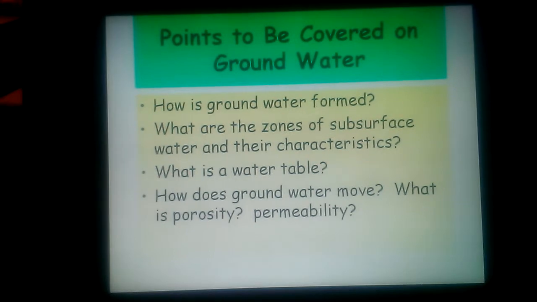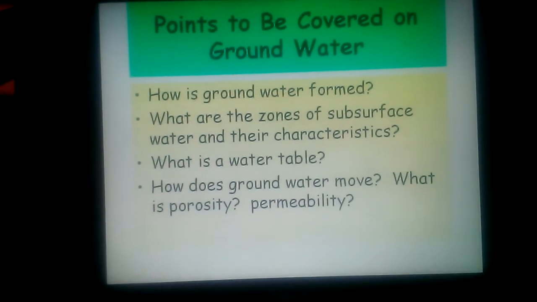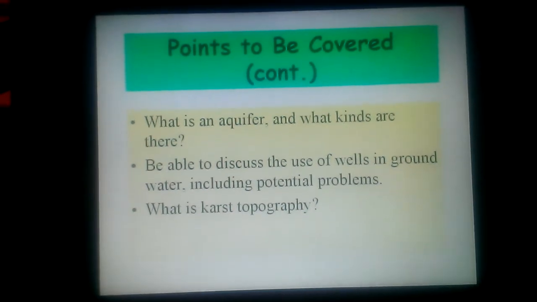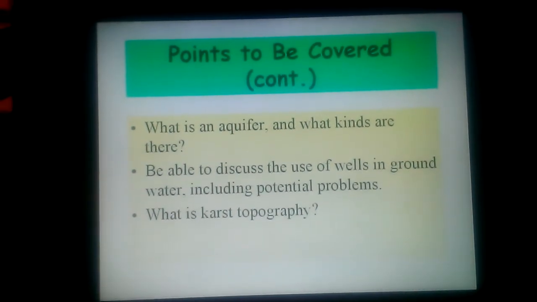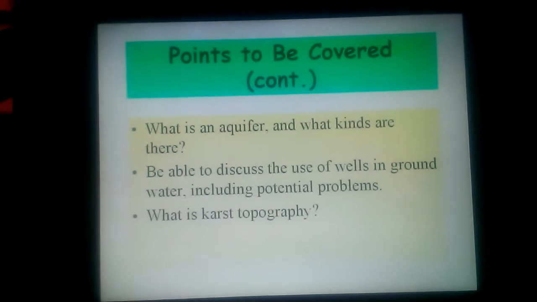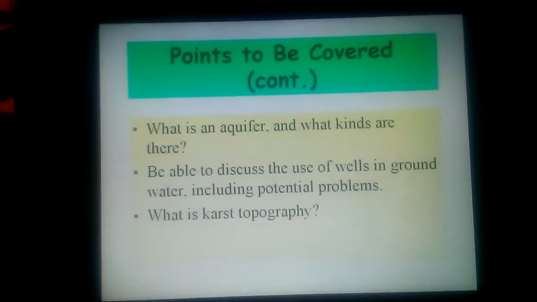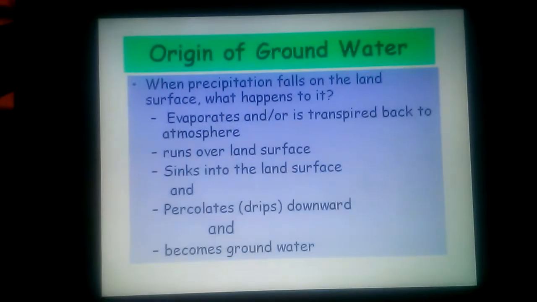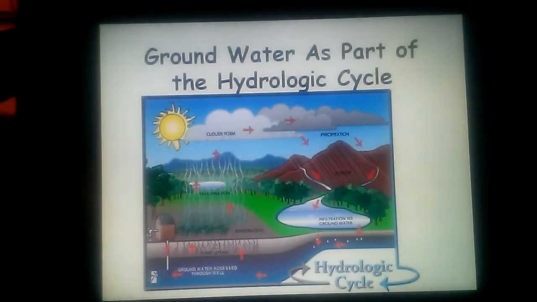And those should be very familiar because those are vocabulary words. So you may want to have your vocabulary handy as we go through it. We also want to know what an aquifer is and the two different types of aquifers that we're going to discuss. We're also going to look at things that can go wrong with wells when you're pumping groundwater and what karst topography is. So let's start with the origination of groundwater.